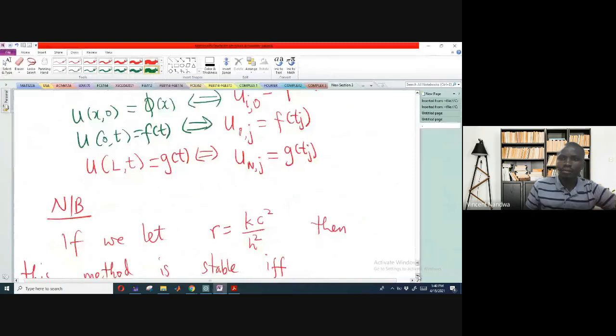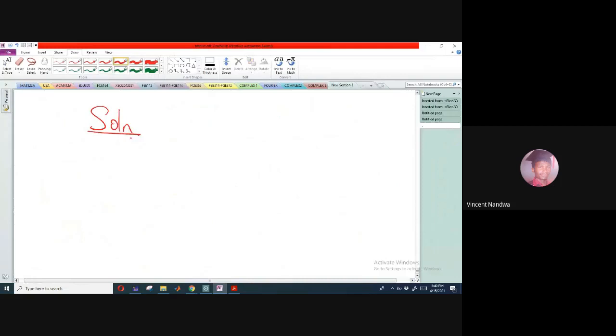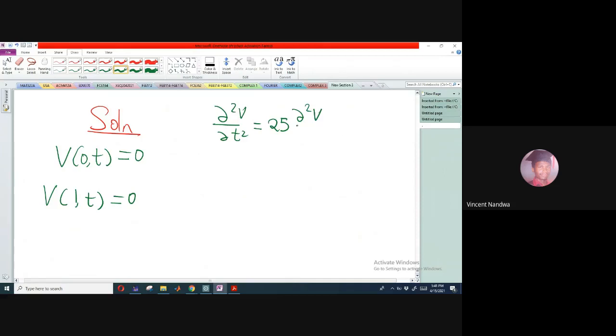So, the solution. Some things that you need to remember: we have been given that v of 0,t is given by 0, and v of 1,t is given by 0. And then we have been told that the equation is partial squared v partial t squared is given by 25 partial squared v partial x squared, and then x lies from 0 to 1 and t is from 0 to 0.2.